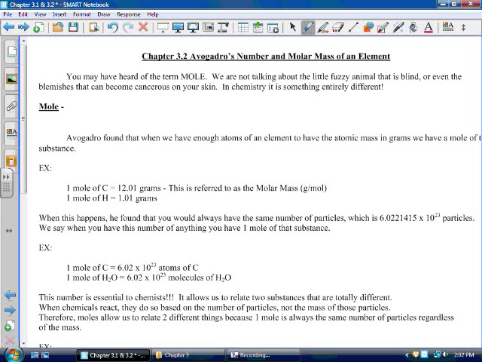Now, what Avogadro did was an experiment. He found that when you take the mass number or atomic mass of any element, and find how many atoms it takes to get that many grams of the substance, which is a more usable number than atomic mass units, every time he found that number was 6.02 times 10 to the 23rd. We call that 1 mole.